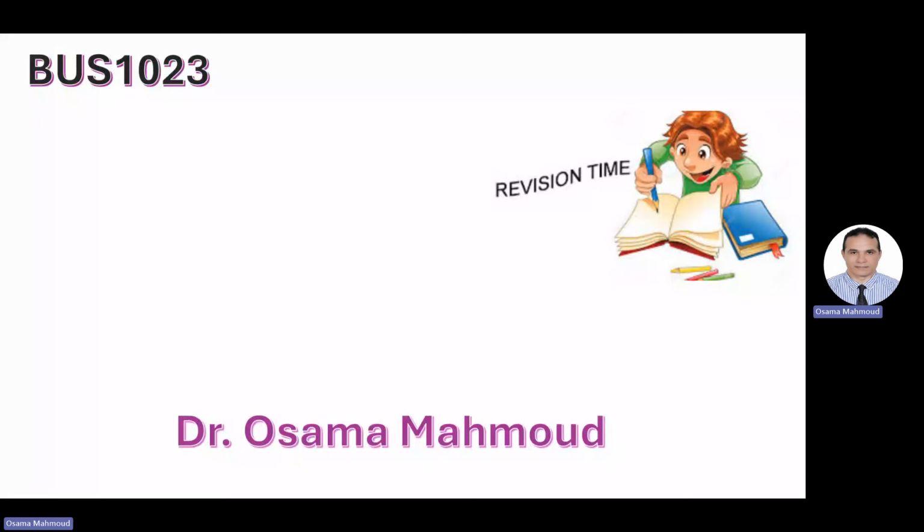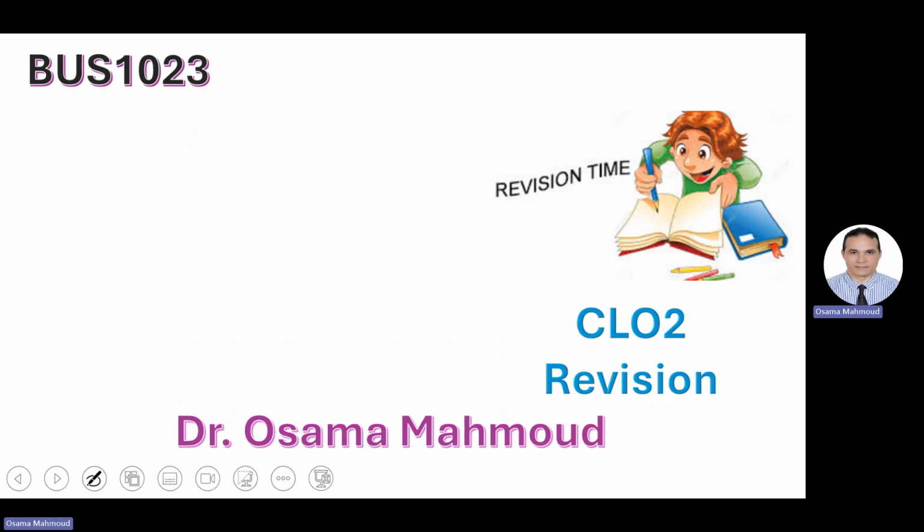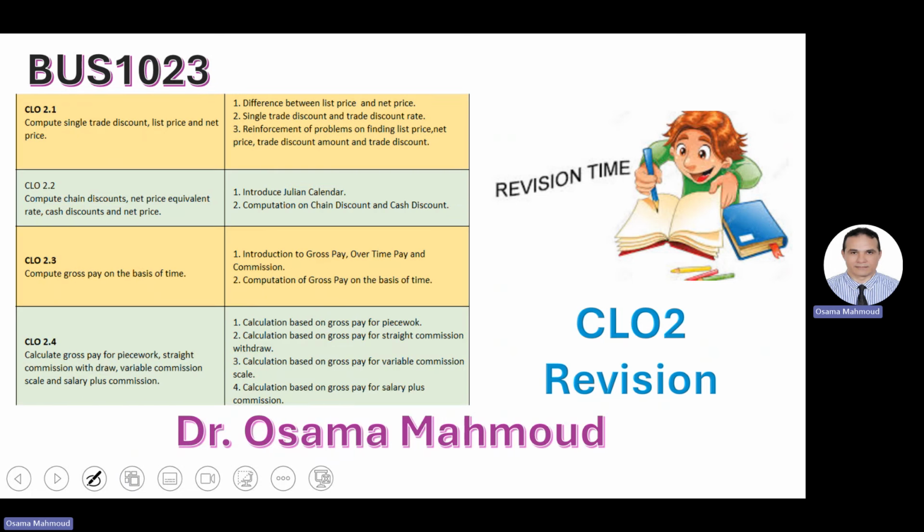We are going to revise CLO2, but the main point here is to show you how to use your formula sheet in revising CLO2. This is the CLO2 section, so you have to know the knowledge before you start solving the questions.